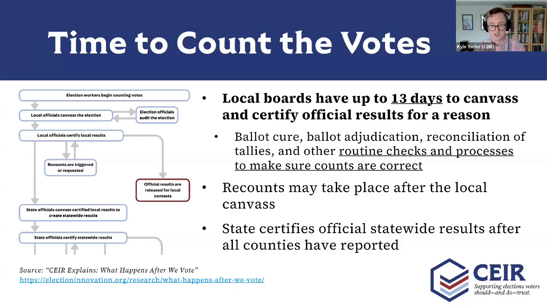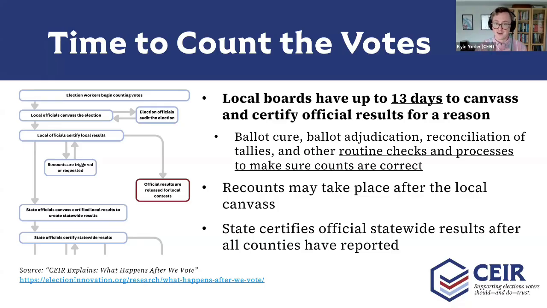Recounts can take place after that official canvass at the local level, and then the state will certify official statewide results after all counties have reported. So getting an official result from the primary, from the general, may take a little bit of time. That is evidence of thoroughness, evidence of accuracy, evidence of election officials doing the good work to keep our elections secure and accurate for this election and for future generations.